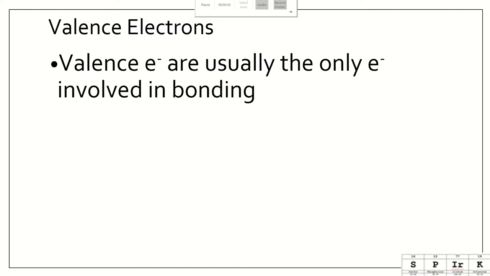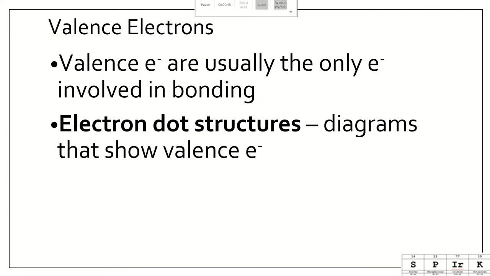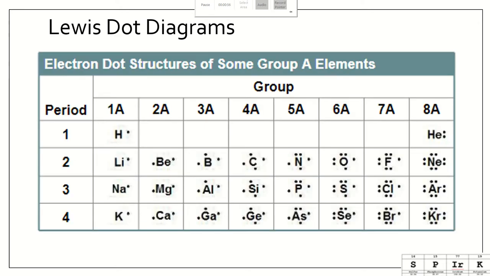So valence electrons are usually the only electrons involved in bonding. And because of that, we will focus on drawing electron dot structures. And these are diagrams that show valence electrons. So you can see here, these are the group A elements for the first 4 periods, and these are the electron dot structures. So you see that in group 1A, we have 1 valence electron. So you see the element symbols with their 1 valence electron drawn in right here. So then you go to group 2, they have 2, group 3, they have 3, and so on and so forth. So these are Lewis dot diagrams or dot structures.